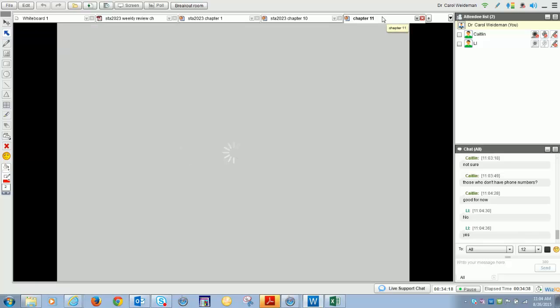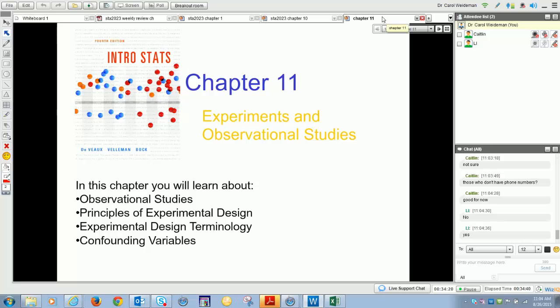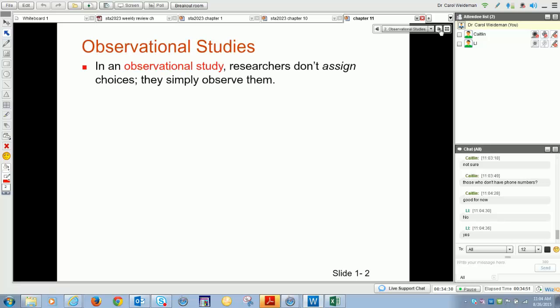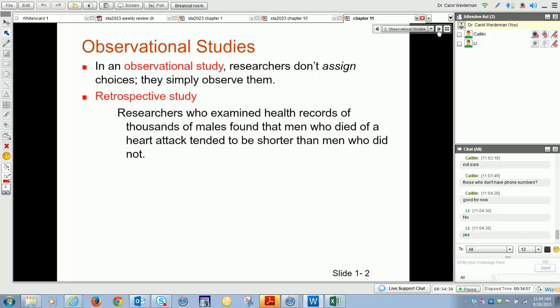Okay, so chapter 11 was experiments and studies. And we're going to talk about observational studies, principles of experimental design, more terminology, and then some confounding and lurking variables. So what's an observational study? In an observational study, the researchers don't assign the choices. We simply observe what's going to happen in the groups. And we can have two different kinds of studies.